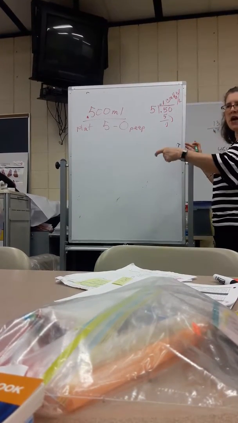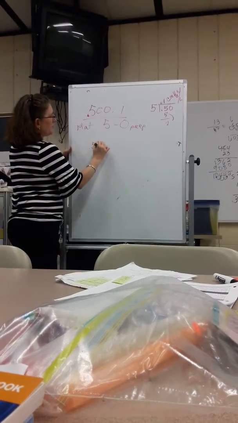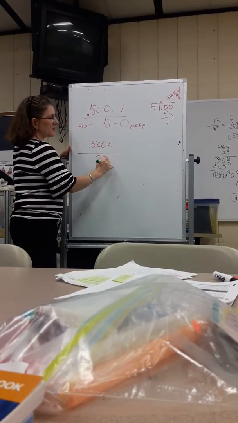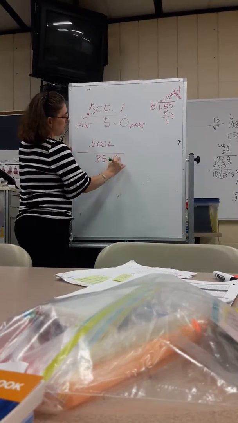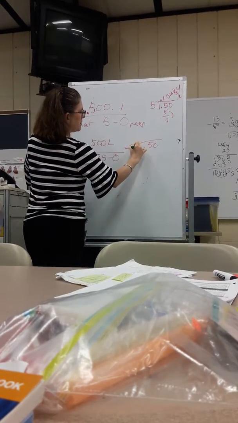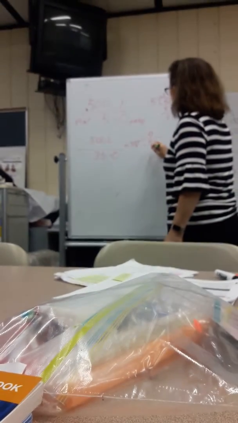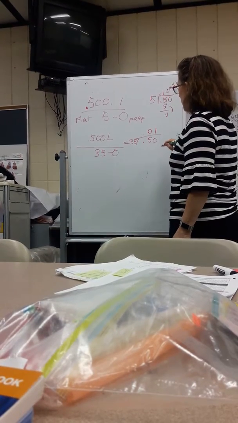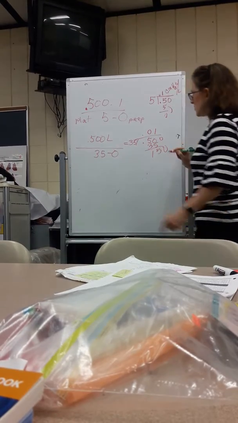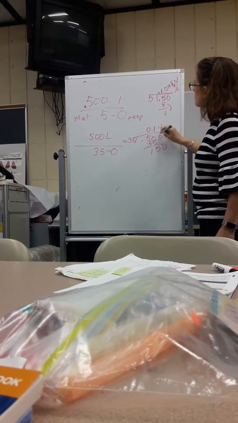Then I changed the compliance factor. With 0.5 liters, now your plateau was 35, minus 0 PEEP. So 0.50 divided by 35. 35 cannot go into 5, so you put a point, 0.01. 35 goes into 150 four times.